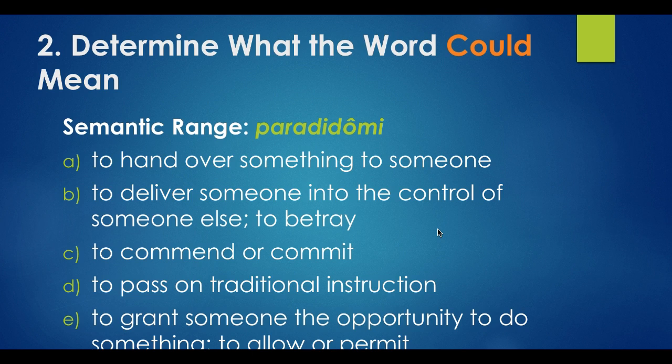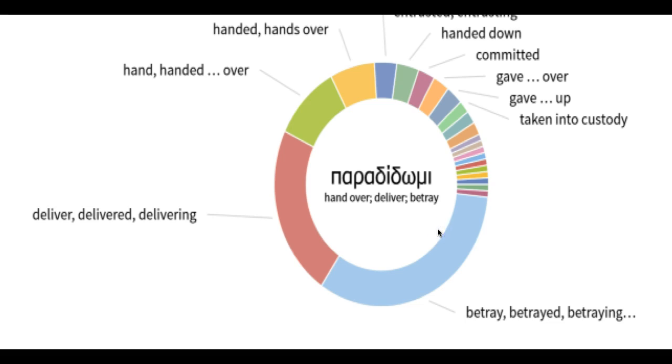So step 2, we're just trying to figure out what does a word mean. We'll show you how to find this as well. If we were to look at Logos, we would see that in the middle of our word study circle is paradidomai, and there's this circle around it with all these different colors. Each of those colors reflects a different meaning. So this circle in Logos Bible software is actually our semantic range. That's what that's telling you.